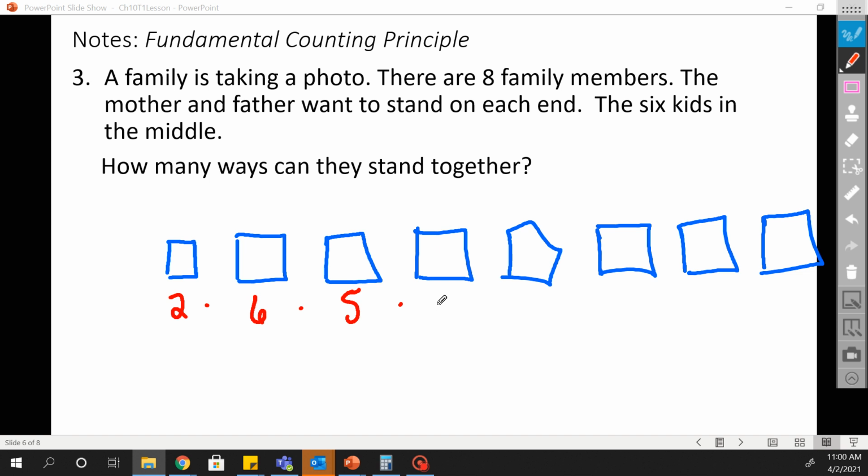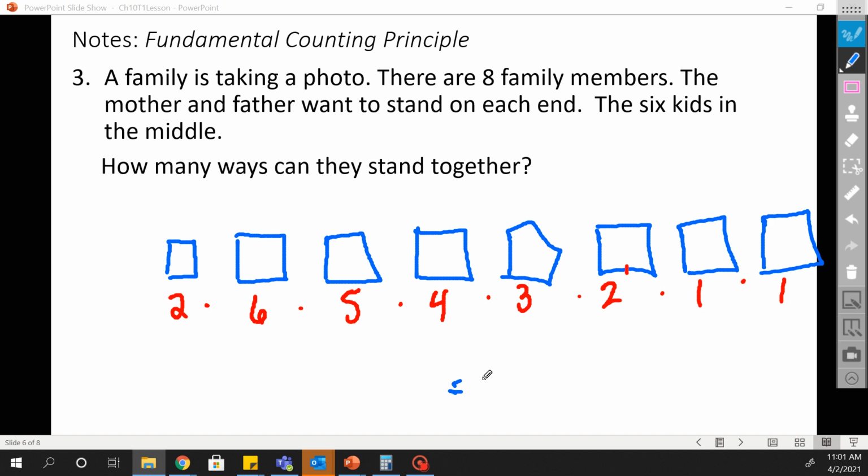And there's a kid here. There's only 4 kids left to choose from. There's a kid here. There's only 3 kids left to choose from. There's a kid here. There's only 2 left to choose from. And the last kid will go here. And then in the last box here, remember this needs to be either mom or dad. We already used one of them on this end. So there's only one left. It's either mom or it's dad.